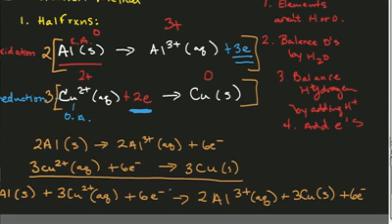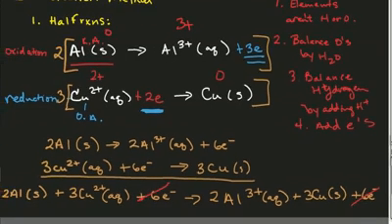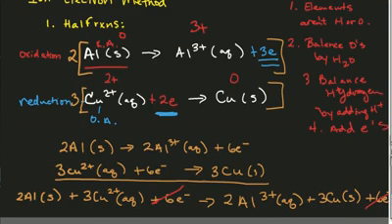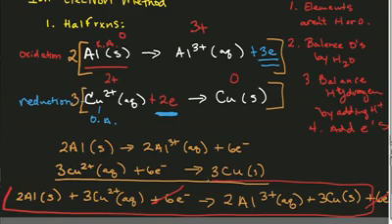Anyway, so what do I do now? Are we done? The answer is yes. We should now be balanced both by charge and the number of atoms. And let's double check. We got 2 aluminums here, 2 aluminums there, 3 coppers here, 3 coppers there. The charge on the left is going to be 2 plus times 3, which is 6 plus. This is 2 times 3 plus, which is 6 plus. So we're good to go. All right? Do you understand?